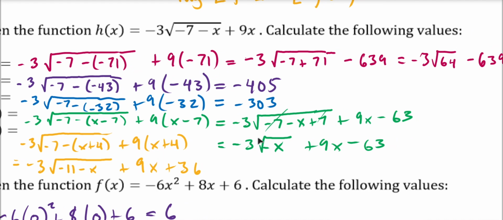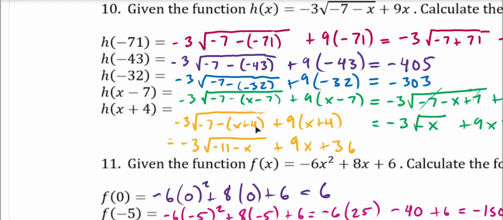This gives me some 7s I can cancel. And distributing my 9, we get 9x minus 63. Carrying this down, I'll have -3 times the square root of minus x plus 9x minus 63. And none of these are like terms. I can't really simplify this radical. This is where we're going to have to stop.